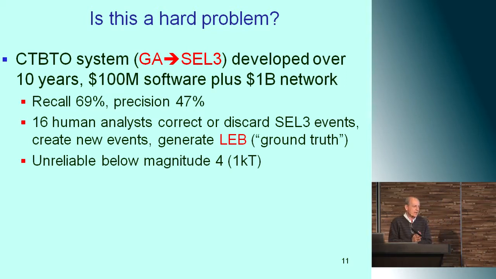And so what they do is they have a full-time team of human analysts who basically correct all the errors that the automated system makes and find all the events that it missed. And even so, there are studies showing that that combined machine and human system is still unreliable below a 1 kiloton magnitude, because there are ways of decoupling a test so that its apparent magnitude is much less than the true yield of the explosion.